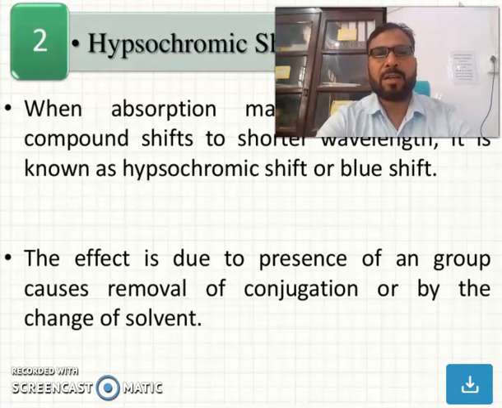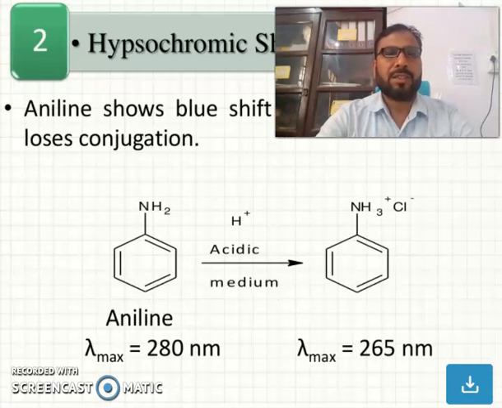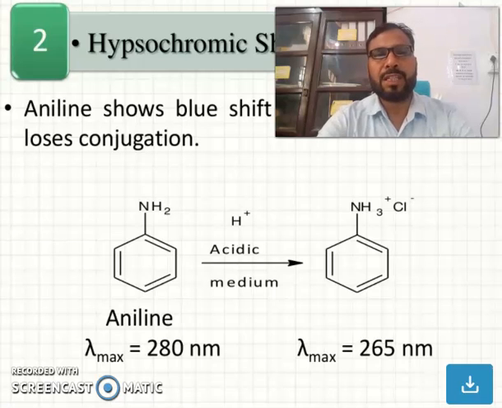When the absorption maximum lambda max of a compound shifts to shorter wavelength, it is known as hypsochromic shift or blue shift. The effect is due to the presence of a group that causes removal of conjugation or by the change of solvent. You know, aniline shows blue shift in acidic medium. It loses conjugation. Aniline lambda max 280 nanometer. In acidic condition, it forms anilinium chloride, lambda max 265 nanometer.